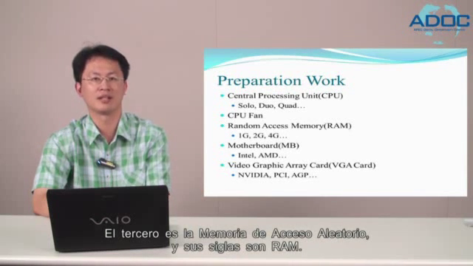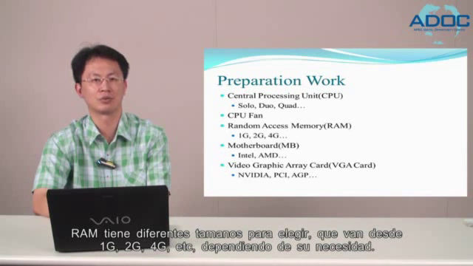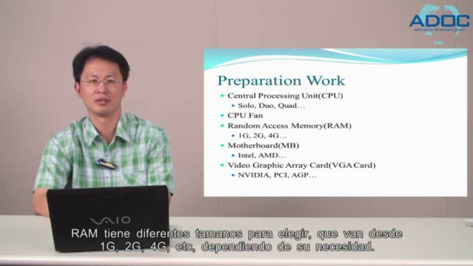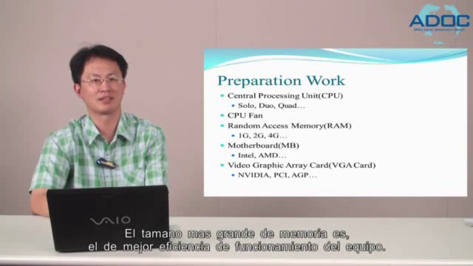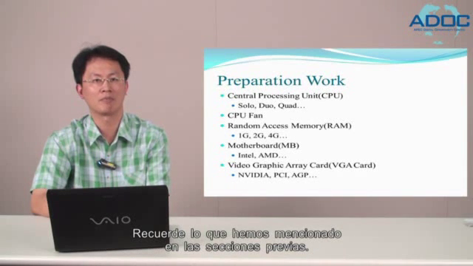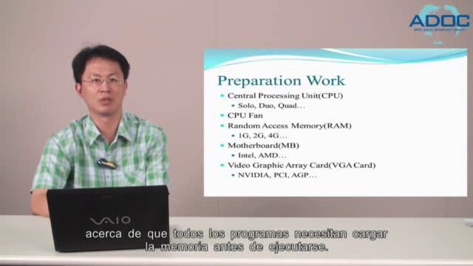The third is the random access memory, RAM for short. RAM has different sizes to choose, ranging from 1G, 2G, 4G, etc., depending on your need. The bigger the memory size is, the better efficiency the computer operates. Remember what we have mentioned in the previous sections. All the programs need to load to the memory before they execute.